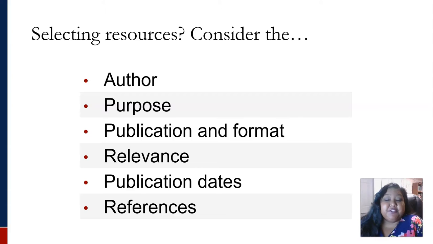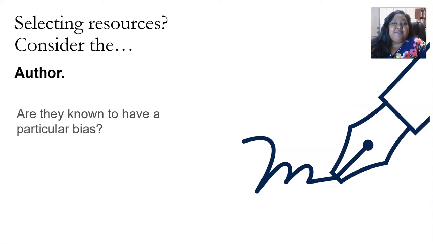As you begin searching for sources, there are some key points you want to consider, like the author, the purpose of your study, publications and format of the article, relevance of the source to your research, the date of publication, and finally documentation, the references. Are there sources cited in your source? First, the author. Who is the author? What else has the author written? Are they known to have or represent a specific view?